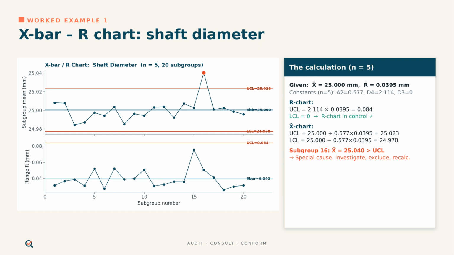Upper and lower limits are 25 plus or minus 0.577 times the average range, so about 25.023, and 24.978. And look at subgroup 16. Its average is 25.040, above the upper limit. That's a special cause. Investigate it, exclude it, and recalculate the limits.